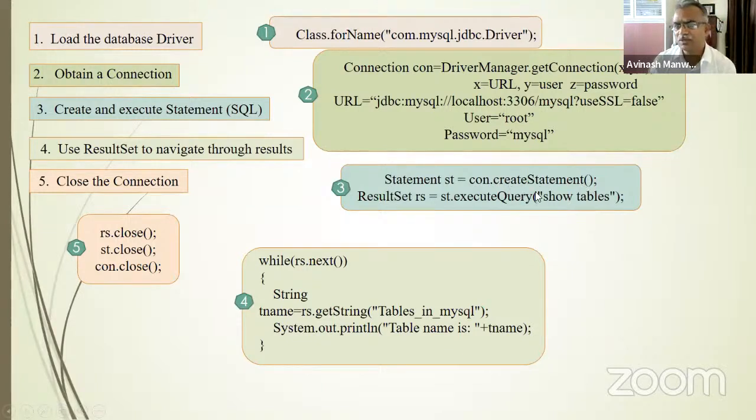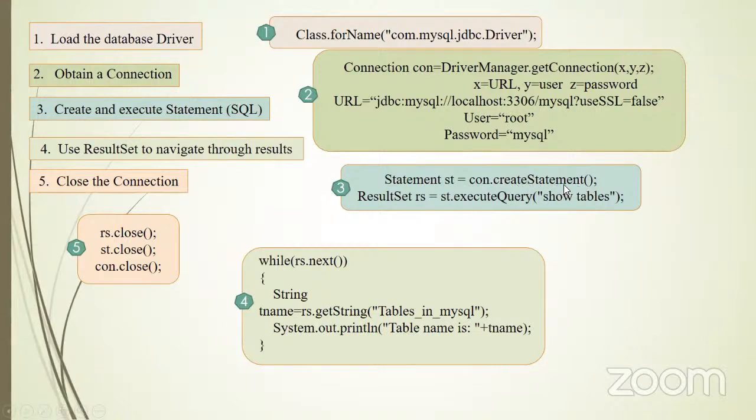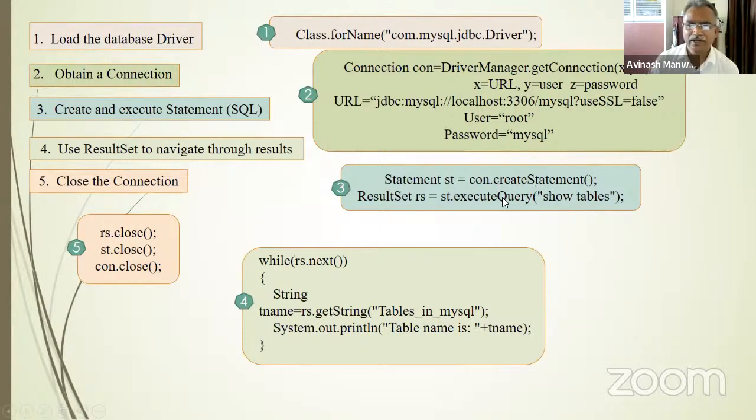Now this create statement method belongs to the connection object. The connection object you have already created in step number 2. So you just say con.createStatement, and createStatement will allow you to create a space for firing your SQL query. The syntax for creating a statement is: you can create any object of type Statement equals con.createStatement.